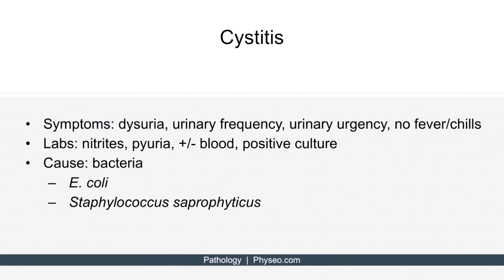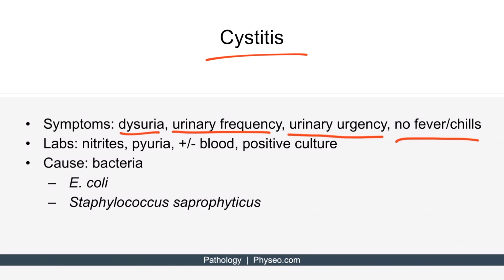The next infection we will talk about is in the bladder, and it's called bacterial cystitis. The most common symptom is dysuria. Patients may also experience urinary frequency or urinary urgency, but they will not have fevers or chills. This is an important distinguishing feature between cystitis and the next disease we'll talk about, pyelonephritis. So keep that in the back of your mind.